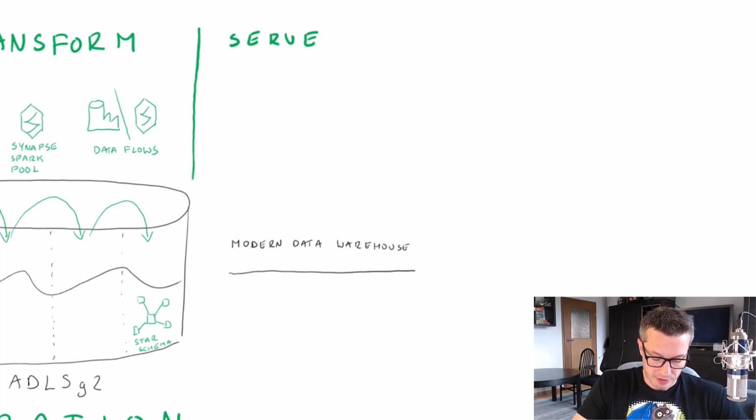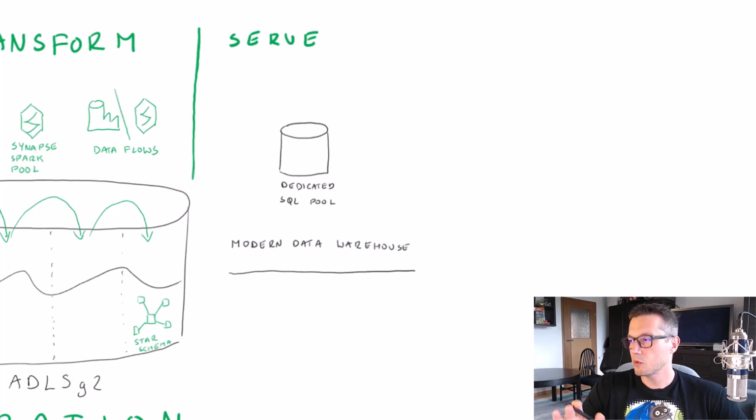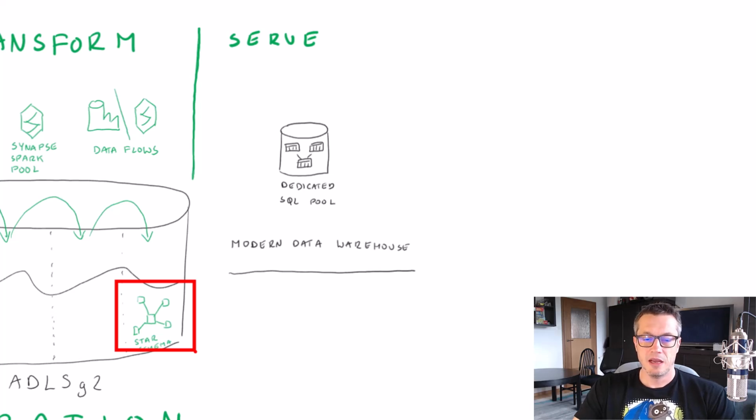So let me draw this. So this is our dedicated SQL pool. And it would work like this. Inside the dedicated SQL pool, we would just create regular tables that would be basically modeled again using star schema. Usually it is just a copy of the stuff that we have available inside our data lake.